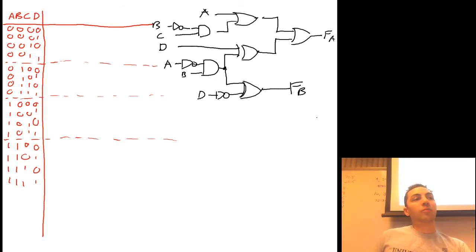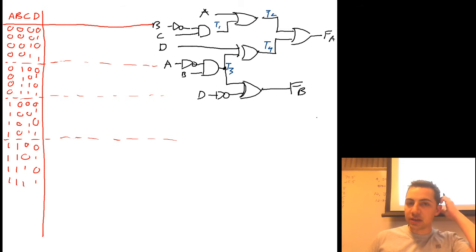So what we're going to do is break this down into smaller pieces. Let's start with labeling a few of these intermediate lines. Call this T1, T2. I'm looking for ones that are going to be easy to solve. T1 is the easiest. I can solve T2 once I solve for T1. T3 is relatively easy. Once I have T3, I can solve for T4. The output of this OR gate is just FB, so we'll figure that out eventually.